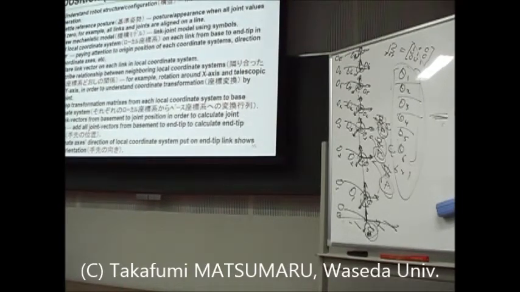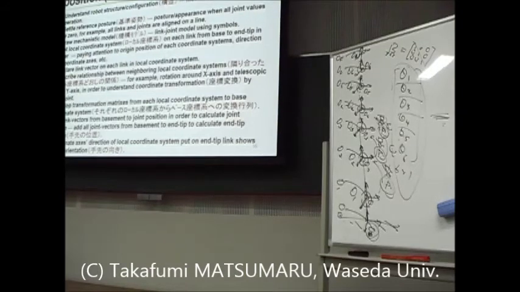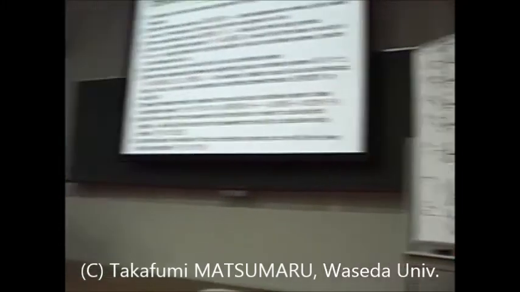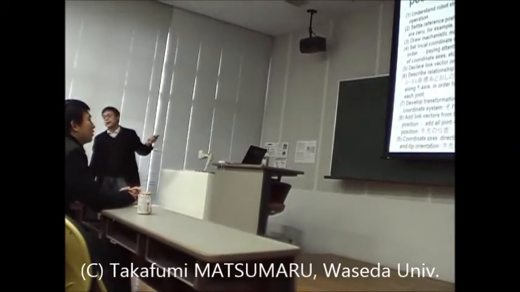This is the procedure to calculate the joint position. The first step is to understand the robot structure, the robot configuration. What is a movable portion? A movable portion means a joint portion. Which direction is the rotational axis? You have to make this clear.